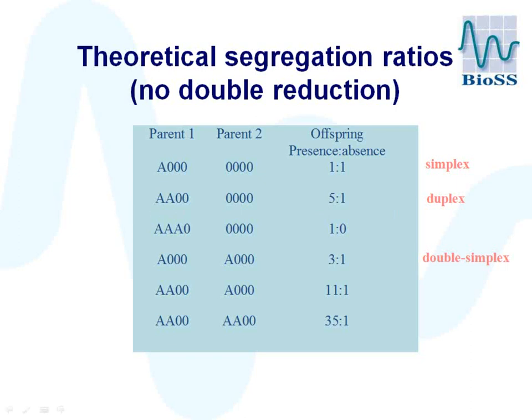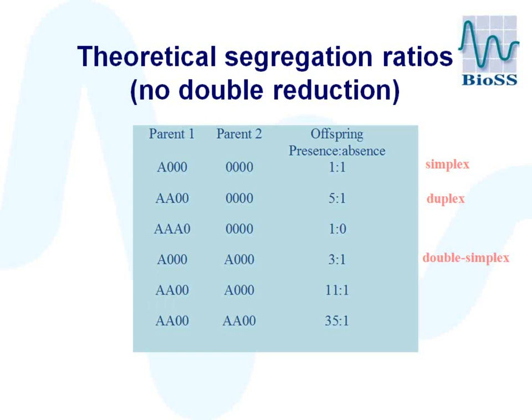Another possibility is that you have 2 copies of the marker present in that parent. In that case, when you cross that with the parent without the marker, you'd expect to see a 5-to-1 presence to absence ratio. That's known as a duplex marker. If one parent that has the marker has 3 or 4 copies, then unless there's double reduction, it will be present in all of the offspring, and that's totally uninformative for linkage.